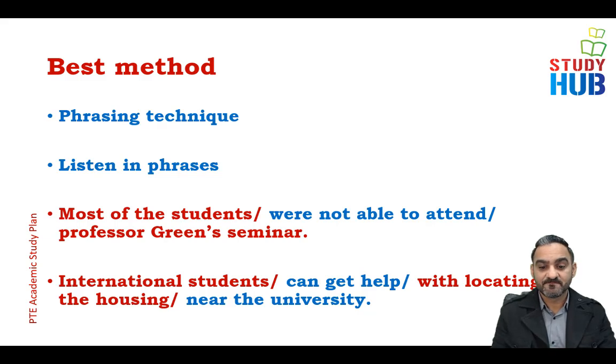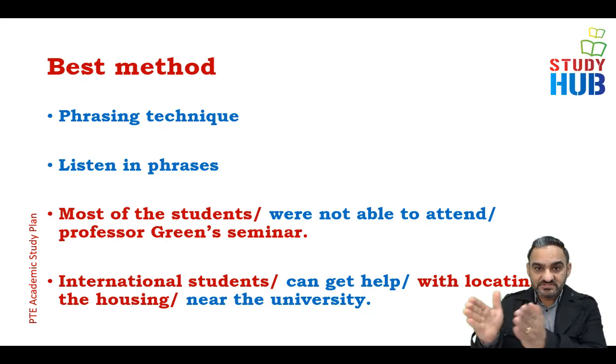International students can get help, can get something, right? So international students can get help. With what? With locating housing. Where? Near the university. So international students can get help with locating the housing near the university, right?